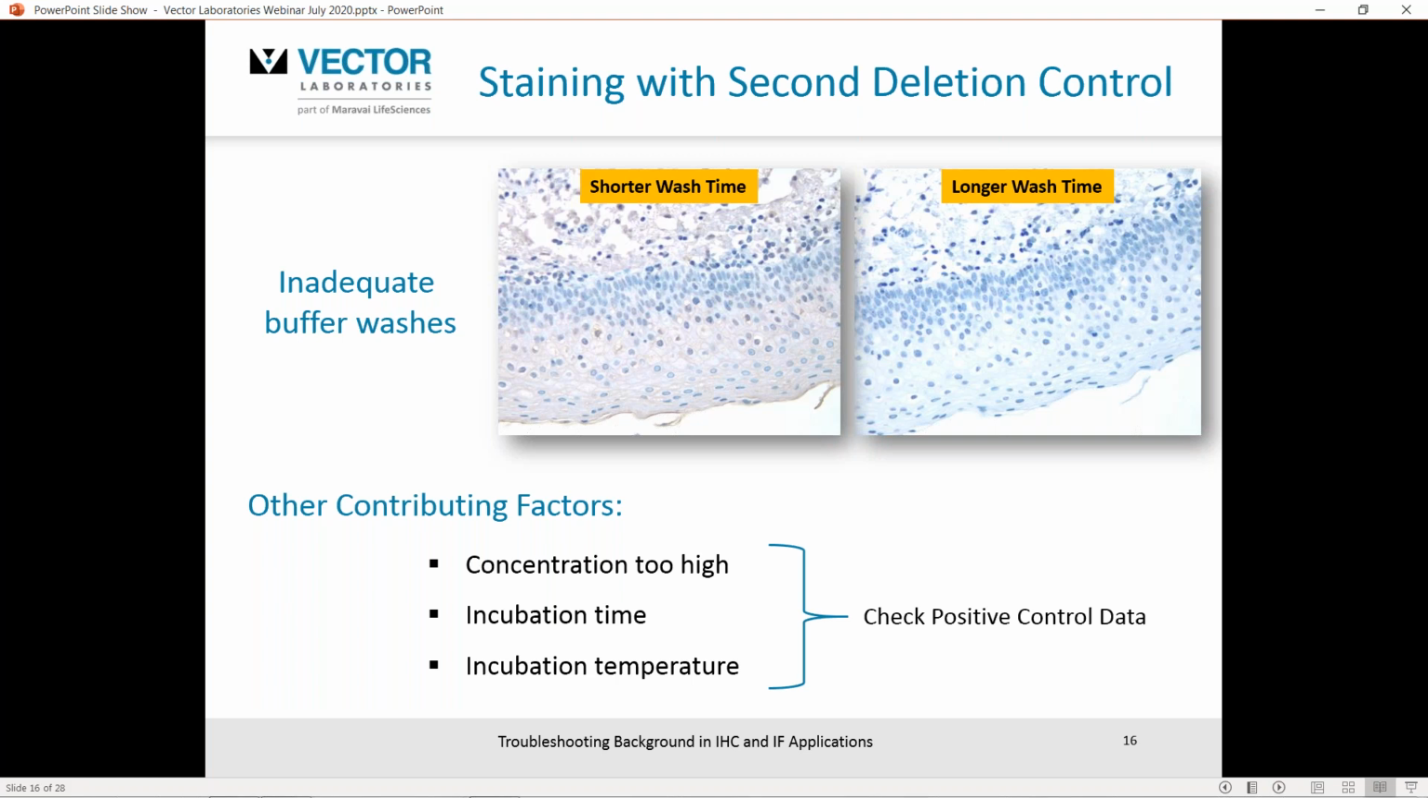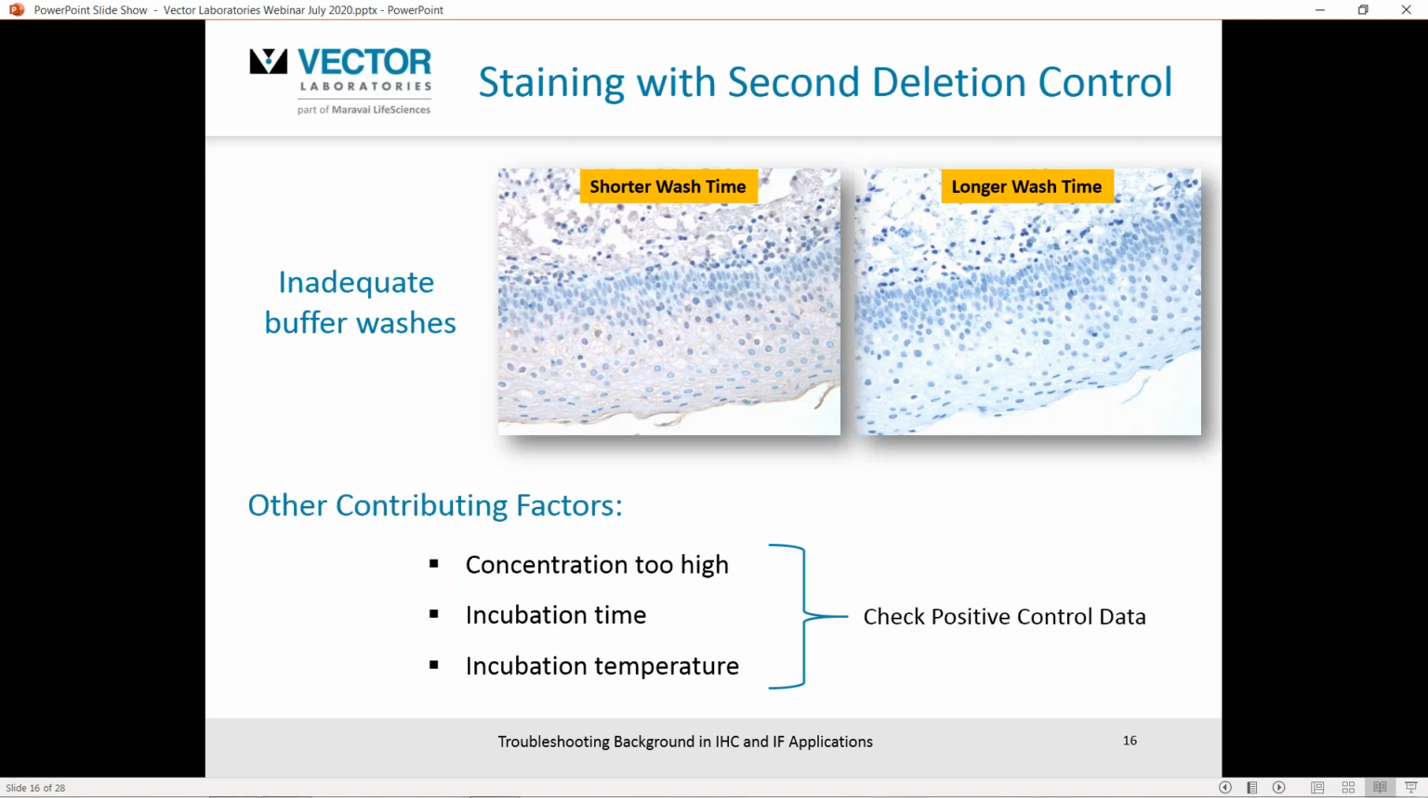Further, with this secondary deletion control, don't skimp on those buffer washes. What I've tried to show here in this diagram, the shorter incubation time, it's easy to skip on that and say, you know what, I need to race out to lunch just now. Take the extra time to do those washes. On thin cut sections of say 4 to 6 microns, use 2 times 5 minutes buffer washes, particularly after using a polymer secondary detection reagent.